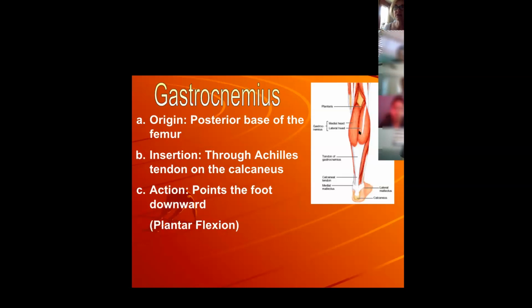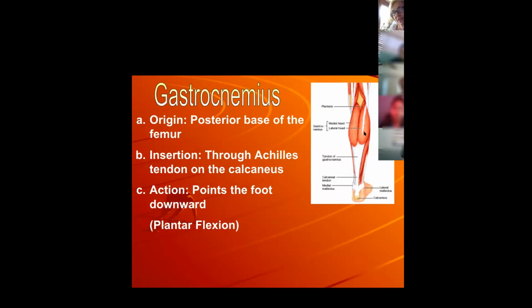This is called a plantar flexion. So if you pull your toes back, remember backside is dorsal. That's dorsiflexion. If you point, P and P, that's a plantar flexion. The bottom of your foot is plantar. So putting your toes towards the bottom is a plantar flexion.